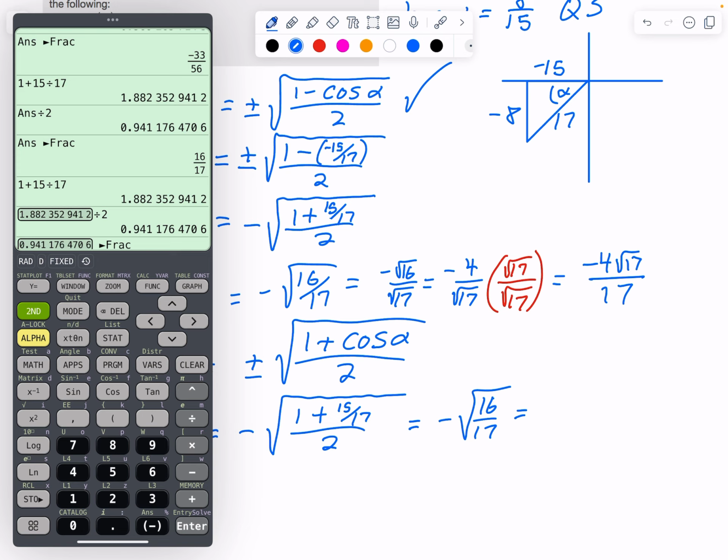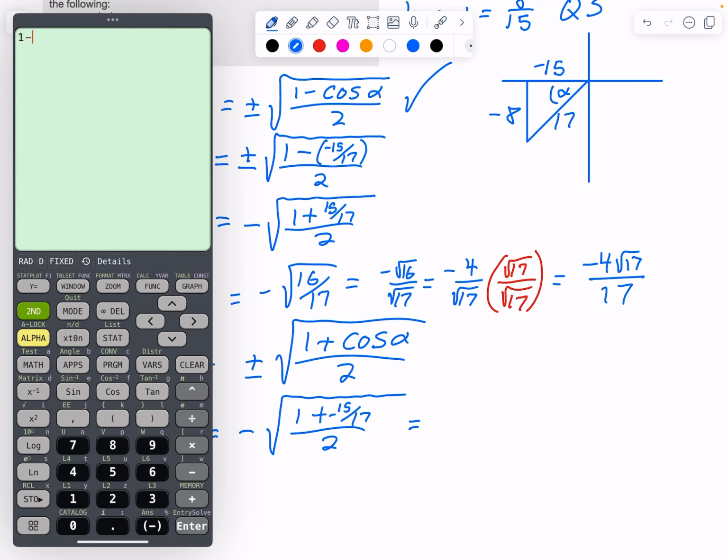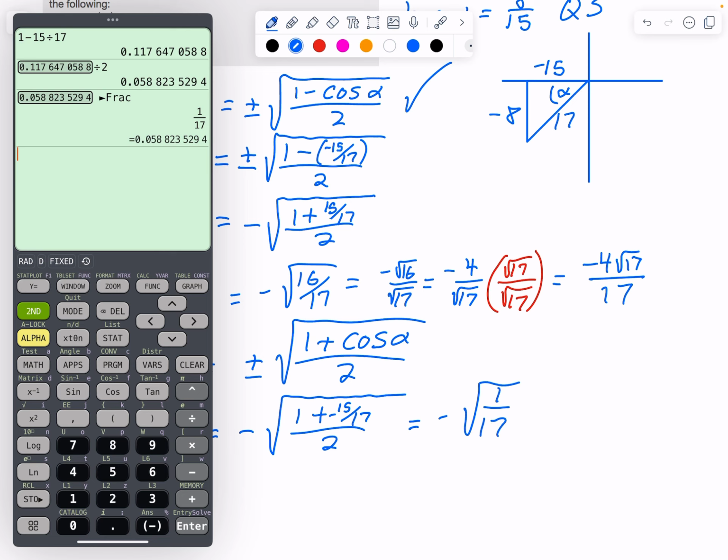Oh, I made a mistake here. Okay, so be careful, because this formula is 1 plus, but my cosine is actually negative 15/17. So there we go, 1 minus 15. I was like, why did we get the same answer? 1 minus 15/17, enter, divide by 2, and then change it to a fraction. So this time I get negative square root of 1/17. It's probably going to want you to rationalize. I can see that it's going to work out the same way, just without that 4. All right, so there's cosine.